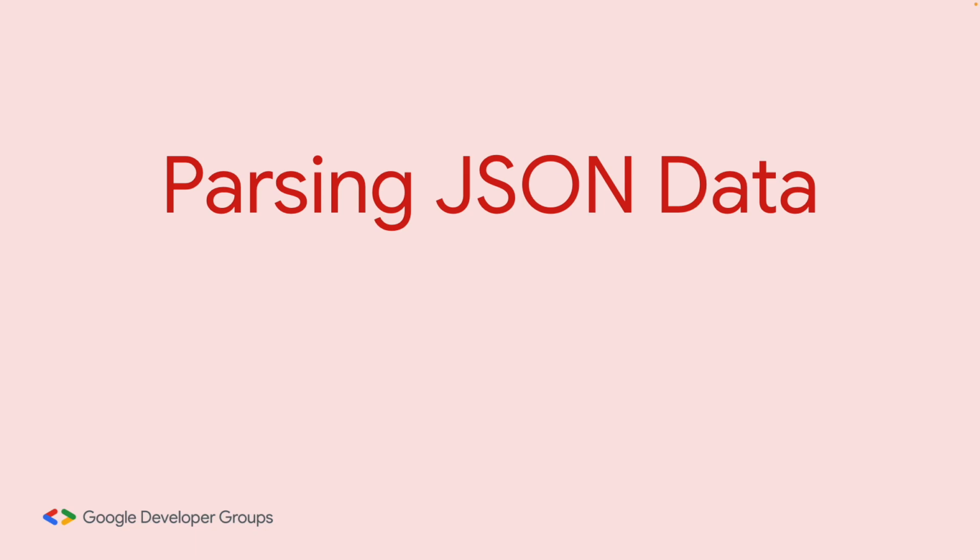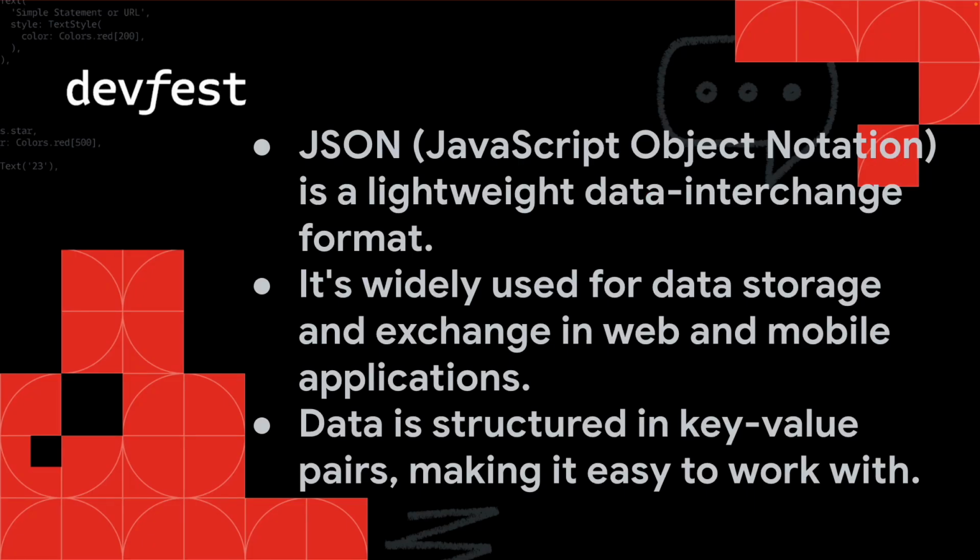Now let us look at parsing JSON data. Now what is JSON? JSON is a lightweight data exchange format. It is widely used in data storage and exchange on the web and mobile applications. Data is structured in key-value pairs, which means that JSON data basically looks like a map data type in Flutter.